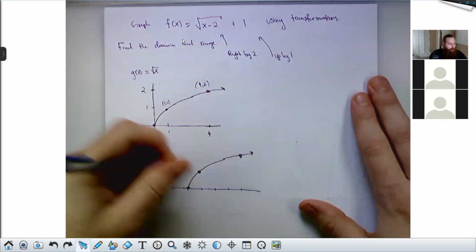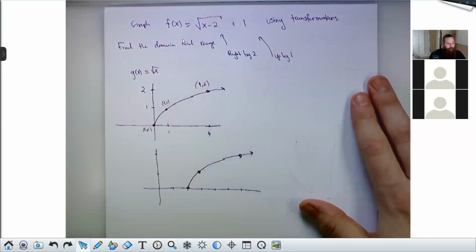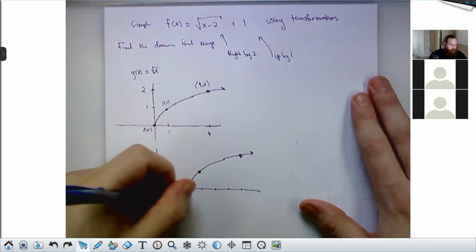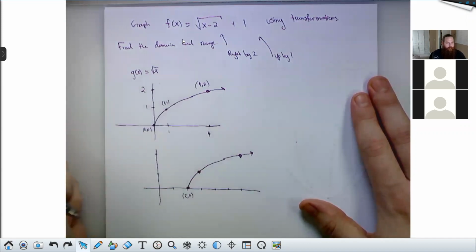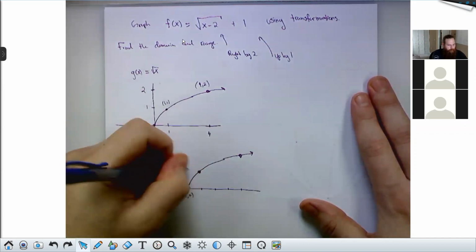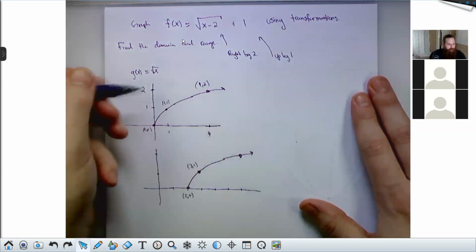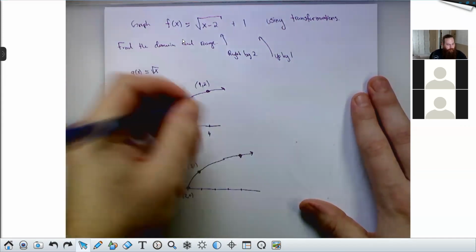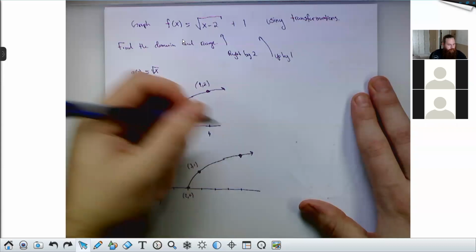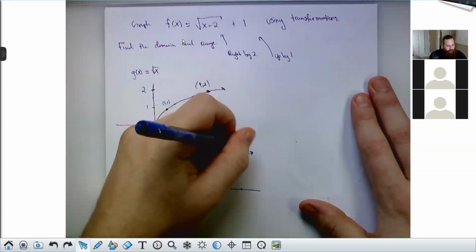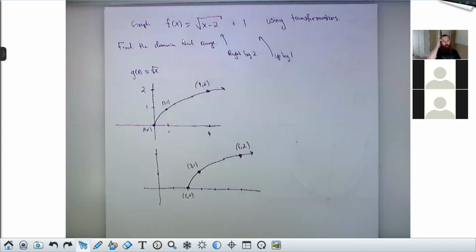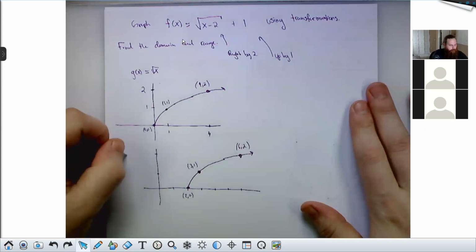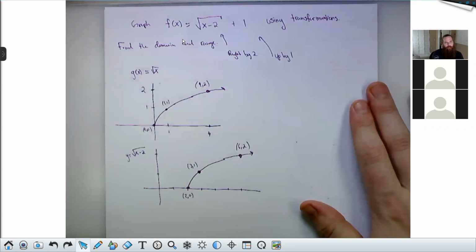And we track all 3 of those points through each transformation. So (0, 0) will go to (2, 0), because I'm moving it to the right 2 units. (1, 1) will go to (3, 1), because I'm moving it to the right by 2 units. And (4, 2) will go to (6, 2), because I'm moving it to the right by 2 units. And this would be the graph y equals the square root of (x minus 2). That's just having done the right shift.